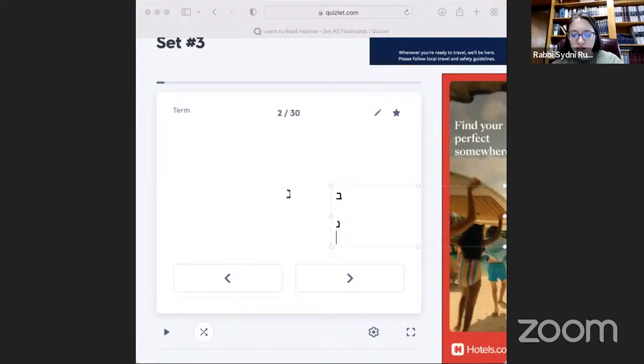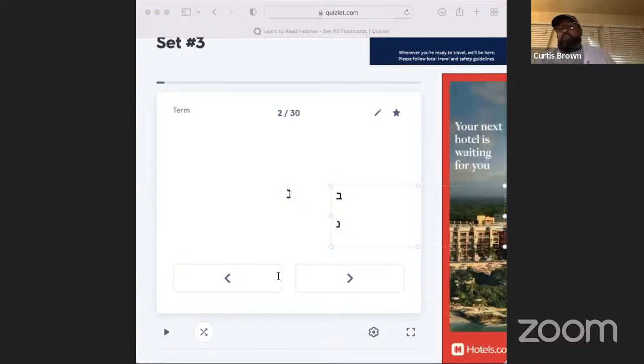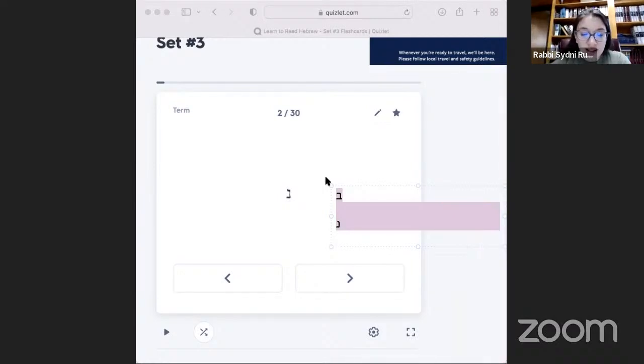Now, Curtis, what do you see as the difference? Okay, the arms are shorter. Well, I'm calling them arms. Yeah, well, the bottom, right? We always say bet has a base, but so does vet. Vet has a base as well. Yeah.